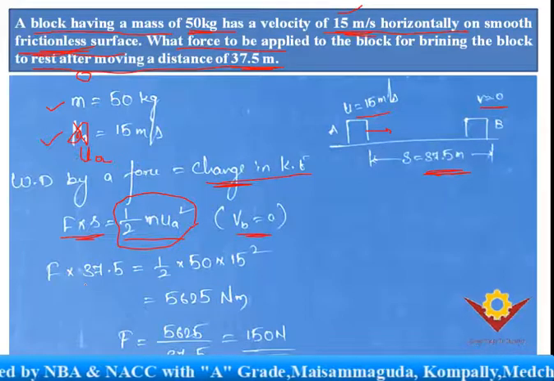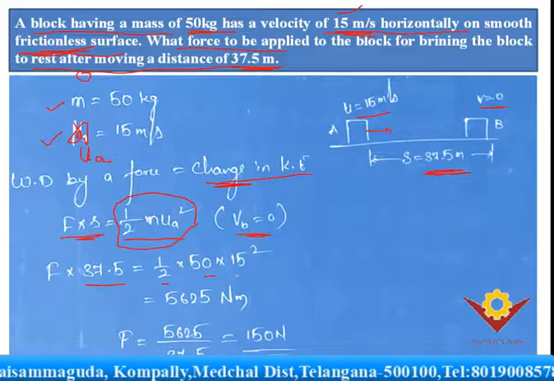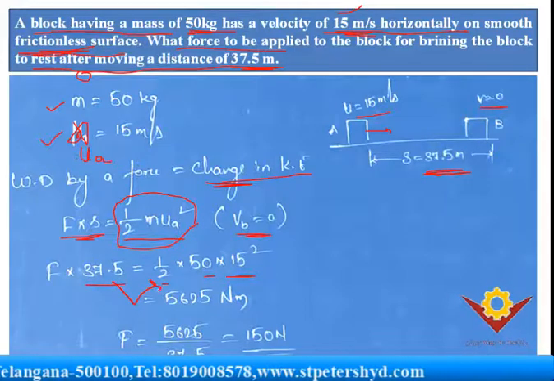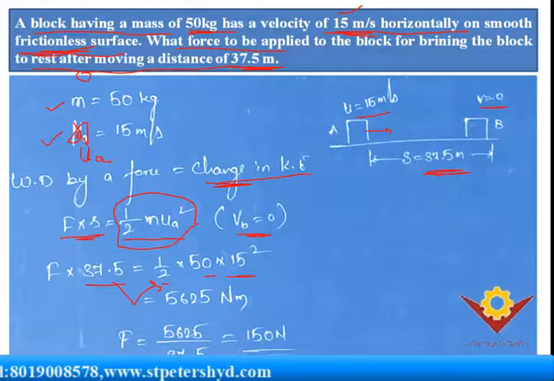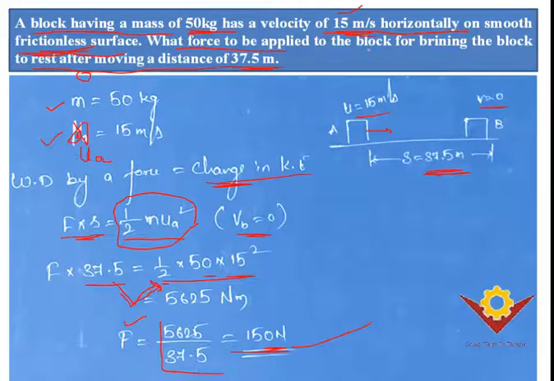Now we have a displacement of 37.5 meters, half times the mass 50 kgs, and the initial velocity is 15 meters per second. If you substitute and bring the value to this side, you're going to get the force as 150 newtons. The total quantity here is 5625 newton meter, and after bringing this value to this side, you divide by 37.5. If you simplify this, you get 150 newtons. So the force we required on a block for bringing the block to rest after moving a distance of 37.5 meters is 150 newtons.